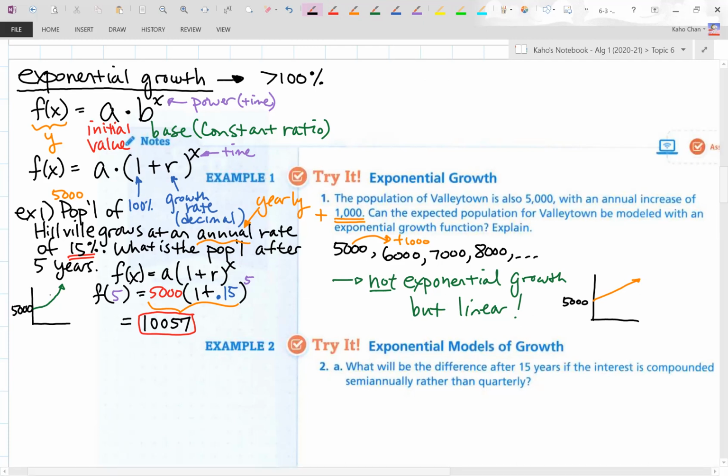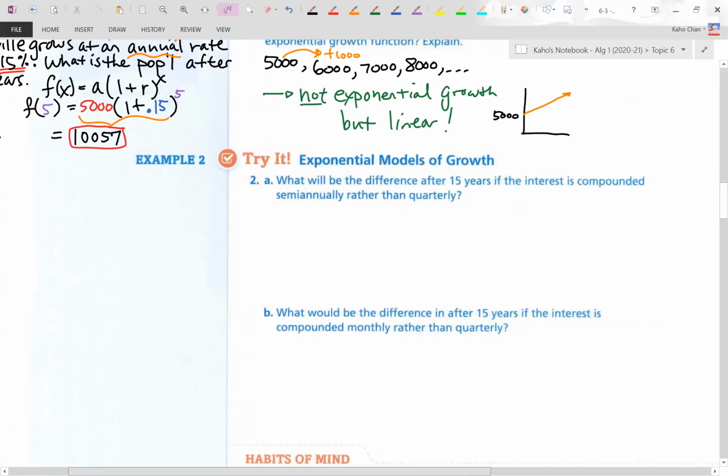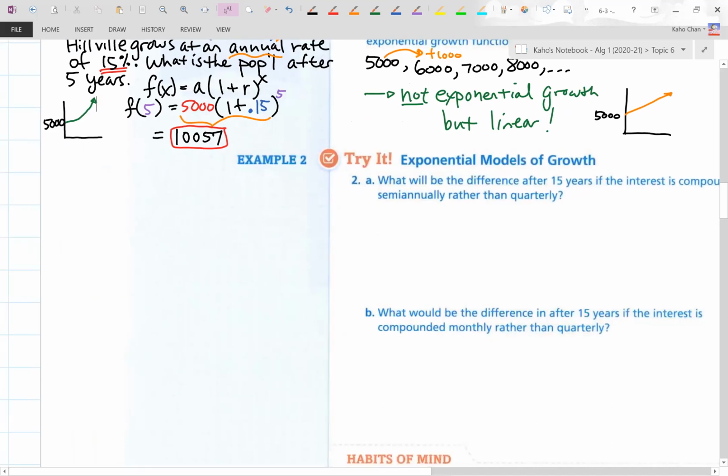All right. Let's jump to something else here. Example 2. Exponential models of growth. What will be the difference after 15 years if the interest is compounded semi-annually rather than quarterly? Okay, there's not a lot of information right here. What are we talking about? We're talking about money. Sometimes these note takers don't tell us everything. So we're going to use a similar equation, the exponential growth function, but it's called compound interest. Write this down on the left.